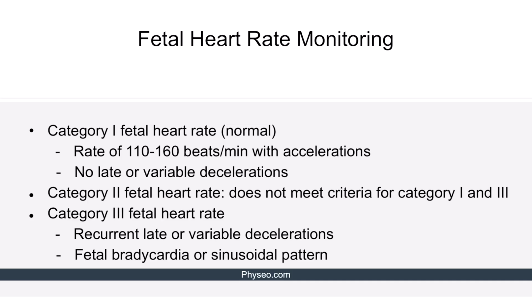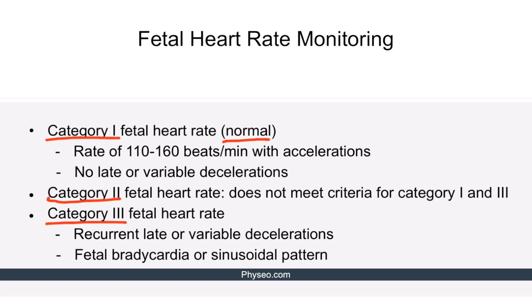All right, let's finish off this section by talking about fetal heart rate categories. Category 1 fetal heart rate is the normal tracing. Category 2 fetal heart rate is any type of tracing that does not meet the criteria for either Category 1 or 3 tracings.